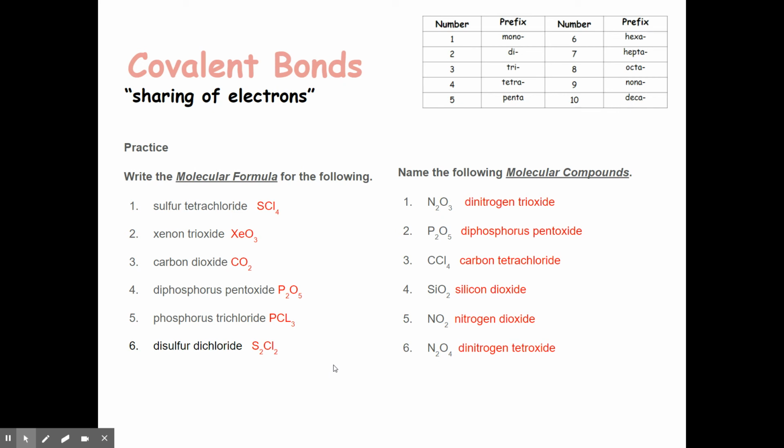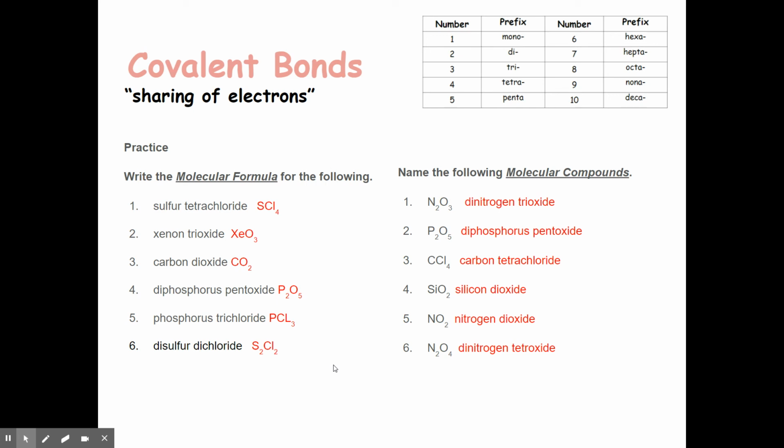Then we have phosphorus trichloride. So that's going to give us one phosphorus and three chlorines. And then number six is disulfur dichloride. So we're going to have two of both of them. Number five, the L in chlorine should be lowercase. I'll fix that. So looking at the naming, we have N2O3 for number one. So that's going to be dinitrogen trioxide.